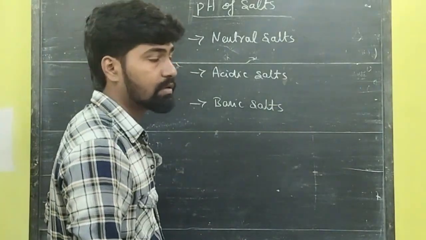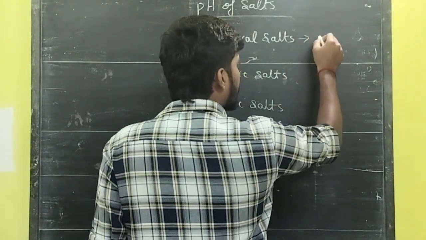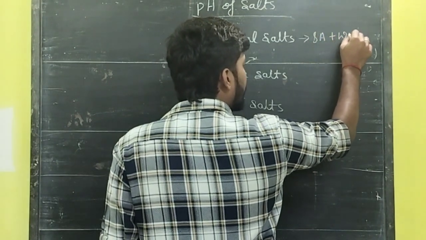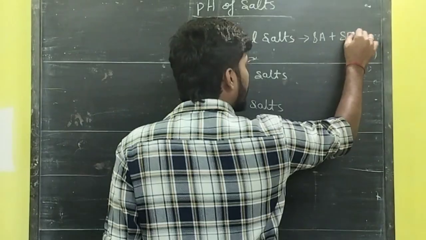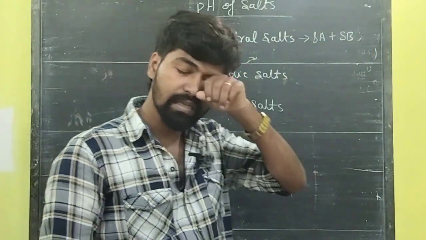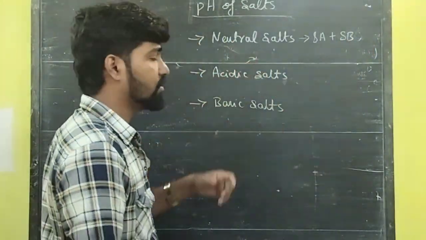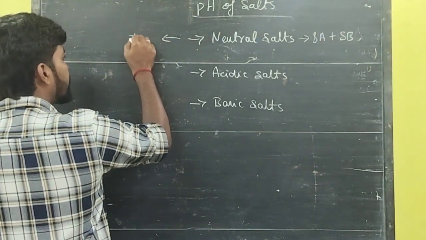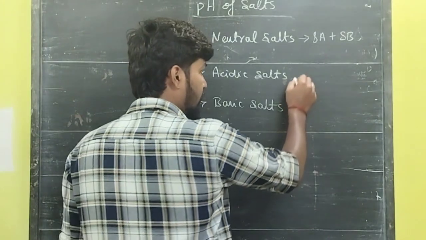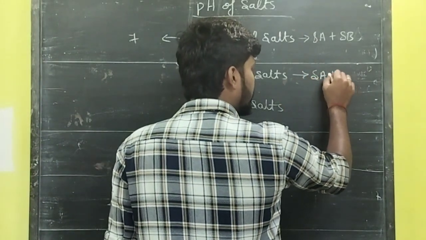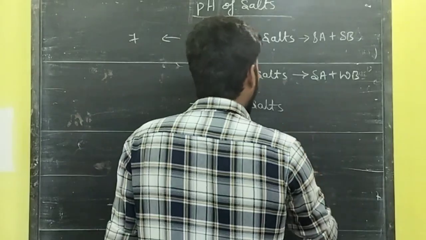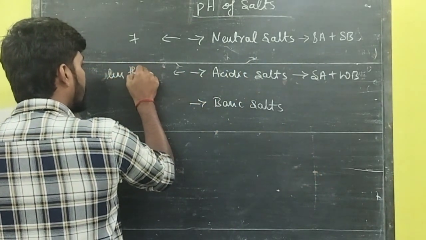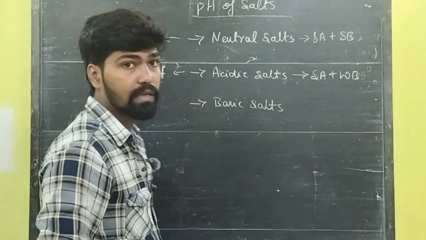What are neutral salts? A reaction between a strong acid and a strong base will give you something called neutral salts, where the pH level of these salts is 7. Now acidic salts are nothing but a reaction between a strong acid and a weak base. The pH here is less than 7.